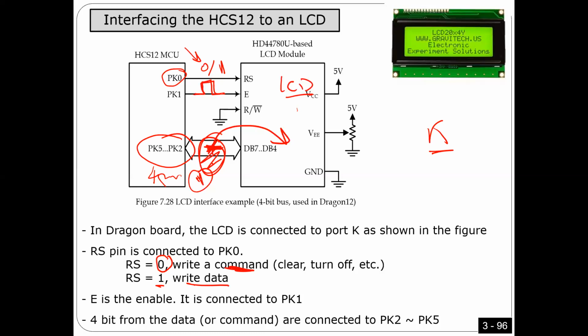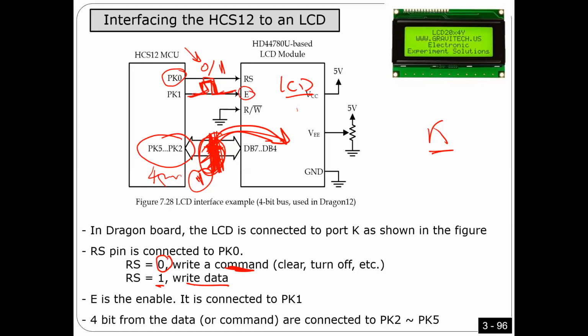Also, after you put some data here, the LCD is not going to take the data by itself. After the data is ready, you have to give a trigger, you have to command the LCD to take the data. How does this happen? You have to generate a pulse like this one in E.